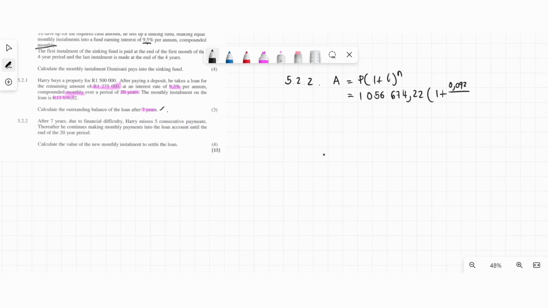So it's going to be 0.092 divided by what? Divided by 12. But here it's going to be what? It's not going to be multiplied by something. It's just going to be 5 months, because he missed 5 consecutive payments, meaning it's 5 months, right? Then you're going to get your new outstanding balance to being this value.